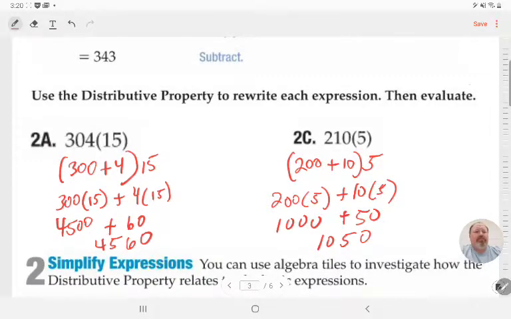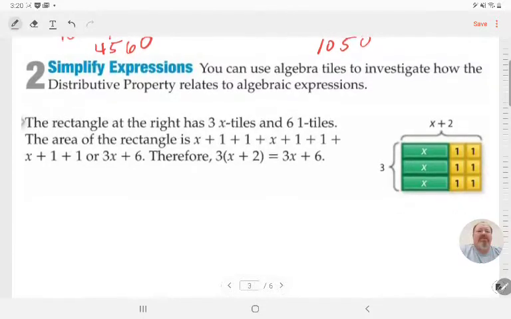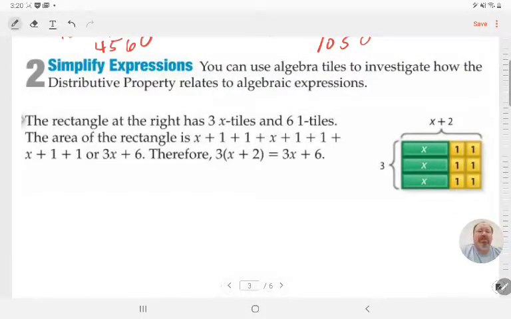Okay? All right. So to simplify expressions, you can use algebraic tiles to investigate how the distributive property relates to algebraic expressions. So this is just an example of ways that you can see how distribution property works. So if I look at the tiles over here, I can see that there are 3 x tiles and there are 6 1 tiles. If I was going to find the area of the whole thing, I would have to add everything together.